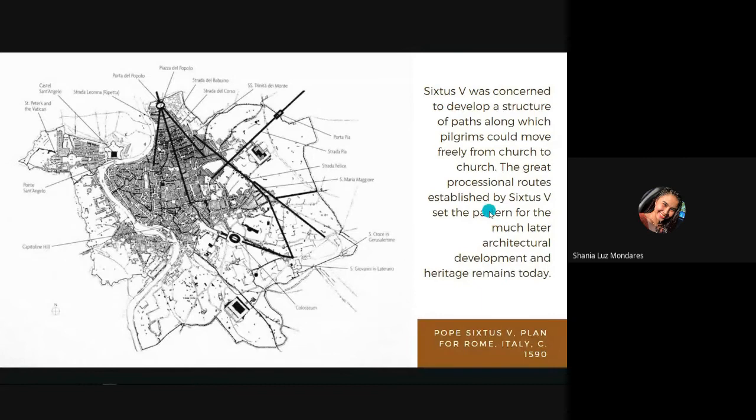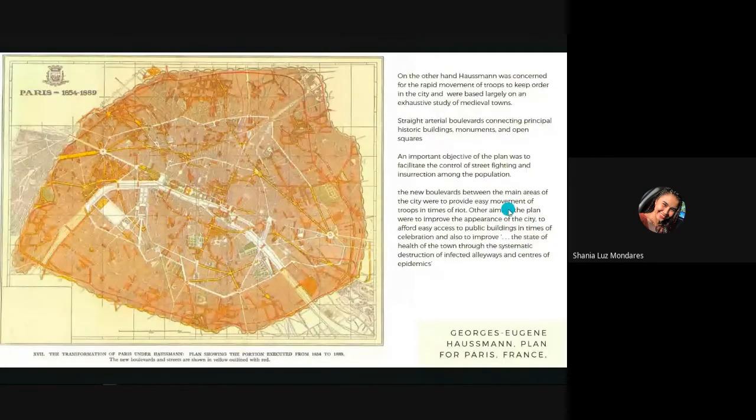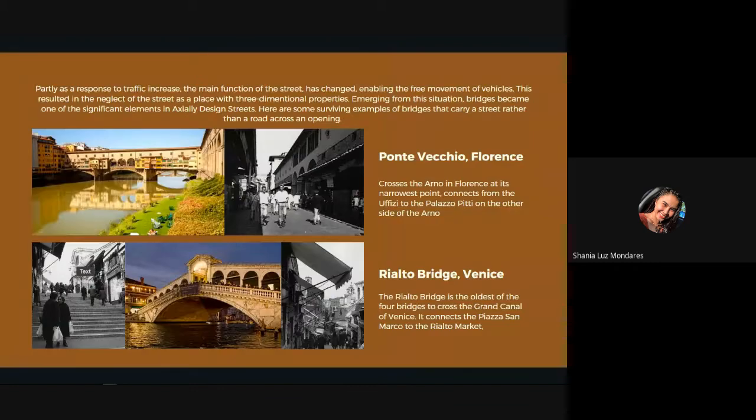Bea, next slide. This is the plan of Paris. Okay, good. Sorry, sir. Next slide, Bea.